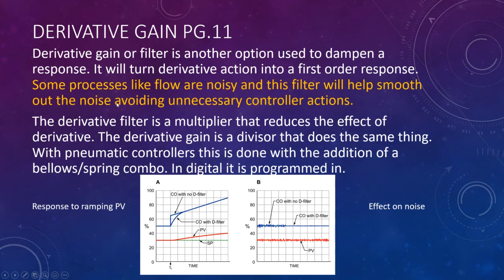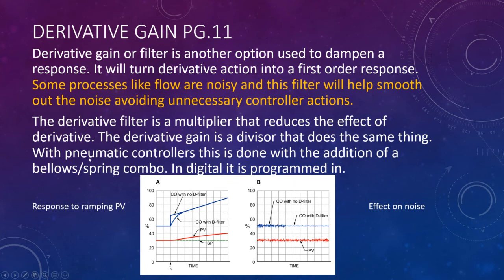Okay. So the filter is used to help smooth out the noise, avoiding unnecessary controller actions. The derivative filter is a multiplier that reduces the effect of derivative, basically, is what it does. The derivative gain is a similar function. As you read through the ILM, you'll see that there's a distinction between the two of them, but they both do the same thing. The derivative gain is a divisor that does the same thing, and it basically just tames down what we call a noisy signal. So we hopefully end up with something that's a little bit cleaner.